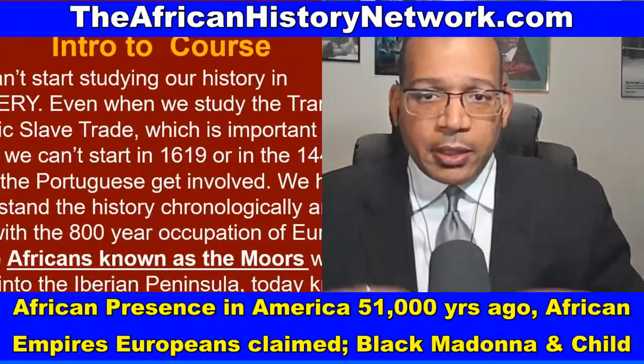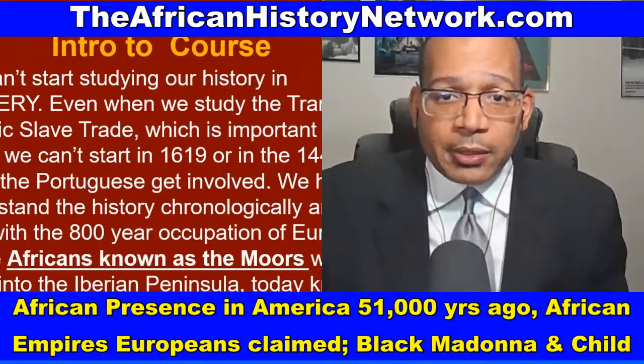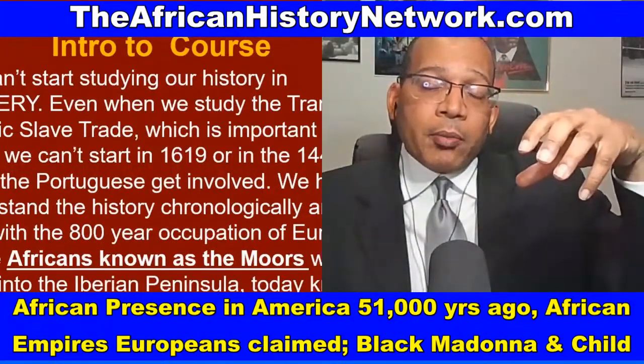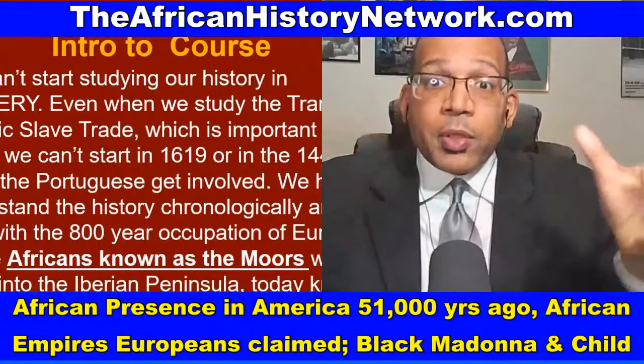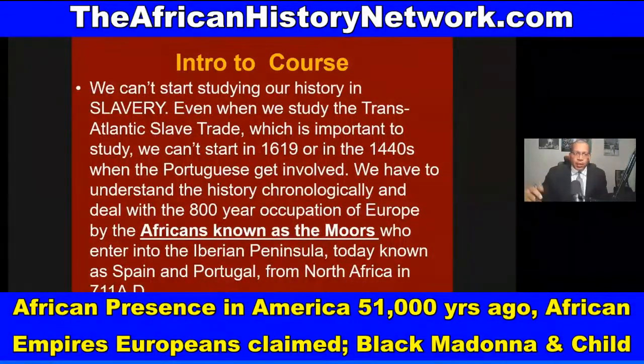We look at this history chronologically, and we go through thousands of years of history and see what actually leads to the transatlantic slave trade taking place. And then we look at the slavery here, of course, in this country that we call the United States of America. We have to understand the history chronologically and deal with the 800-year occupation of Europe by the Africans known as the Moors, who take the teachings from ancient Kemet, ancient Egypt, into the Iberian Peninsula, today known as Spain and Portugal. And it's going to be these teachings that the Moors take into Europe from the Nile Valley region of Africa. It's going to be these teachings that bring Europe out of the Dark Ages, okay?